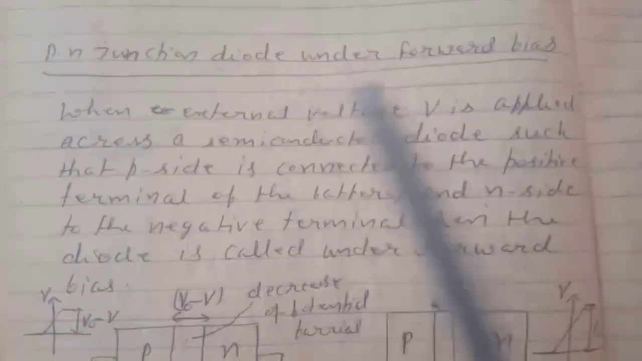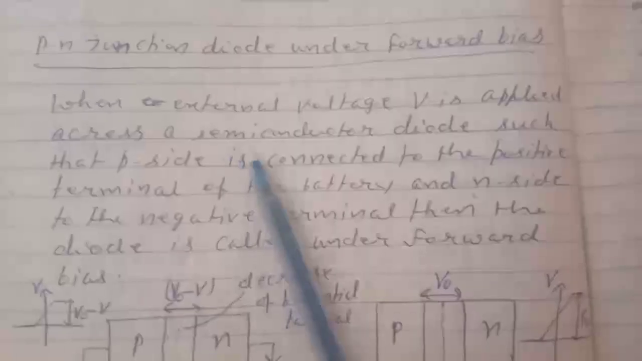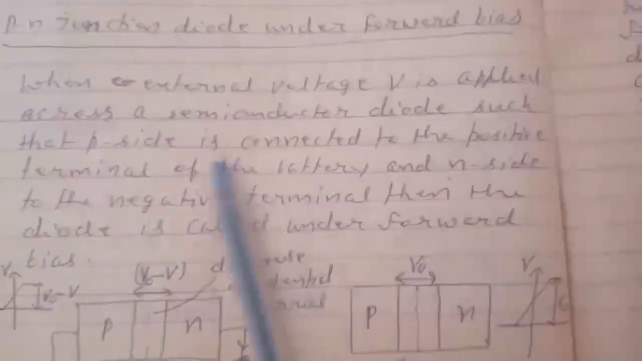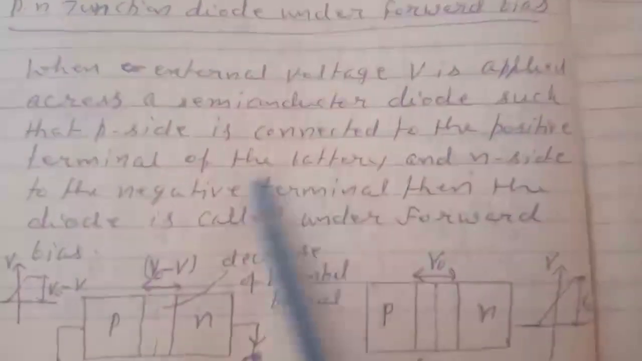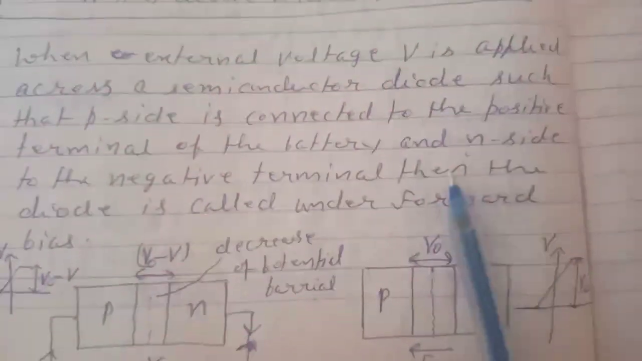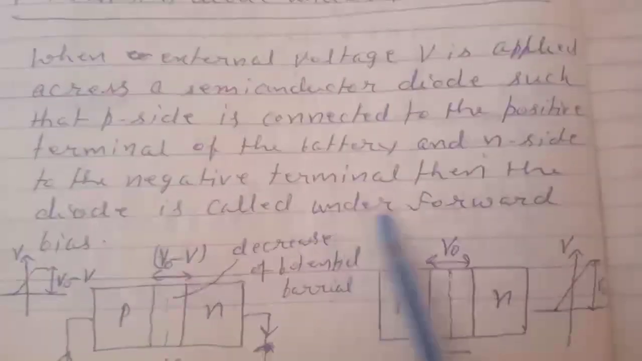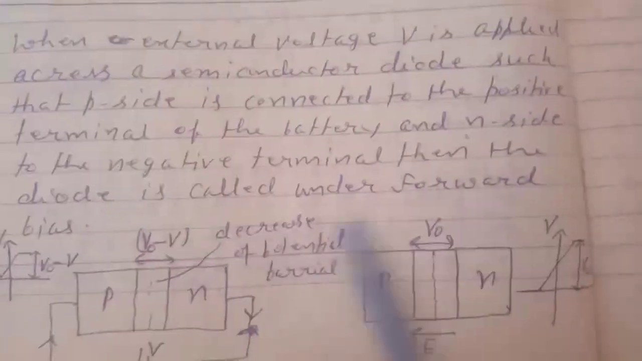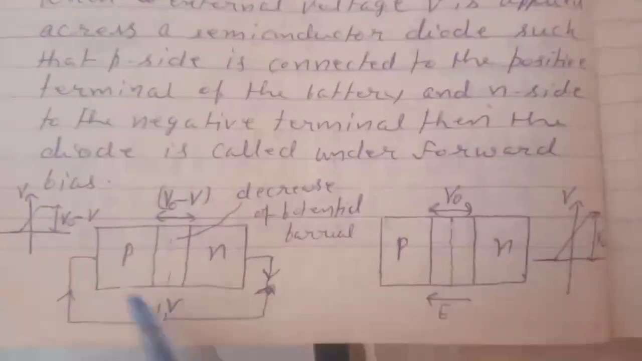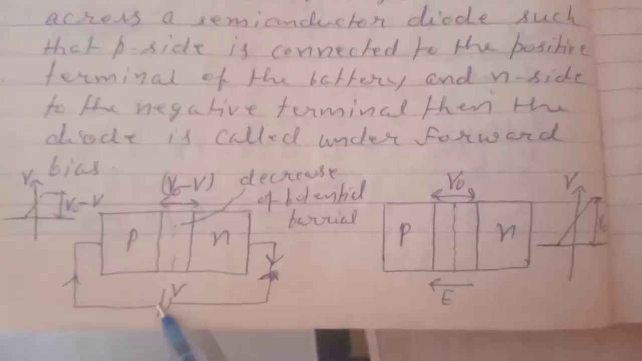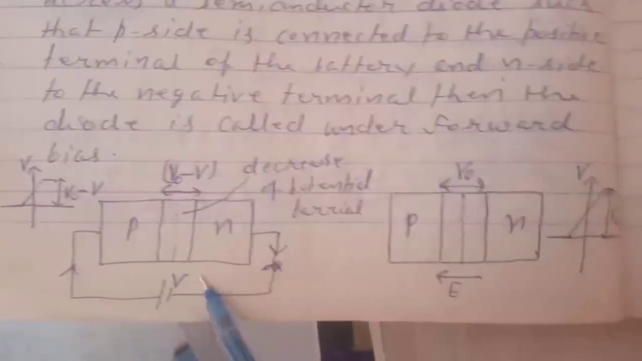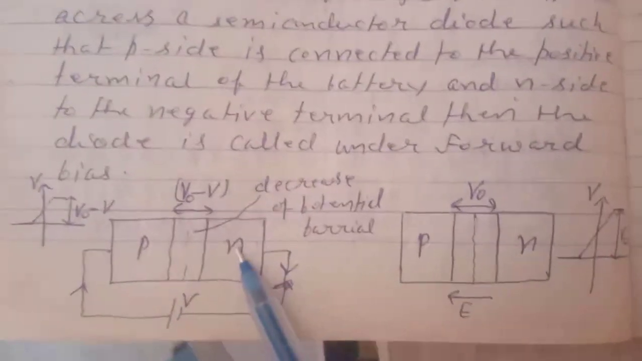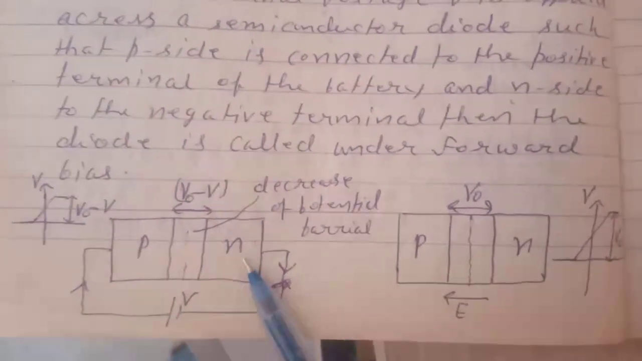PN junction diode under forward bias. When an external voltage V is applied across a semiconductor diode such that the P side is connected to the positive terminal of the battery and the N side to the negative terminal, then the diode is called under forward bias. Here it is shown in the figure: the P side is connected to the positive terminal and the N side is connected to the negative terminal of the battery.